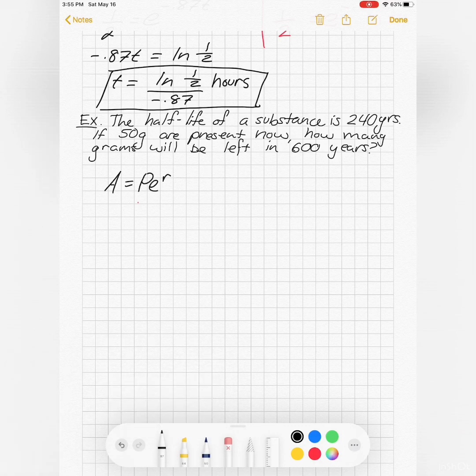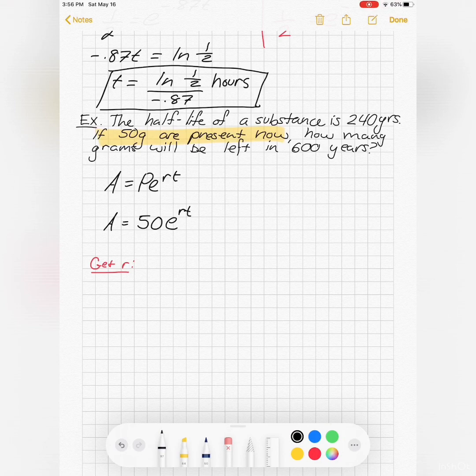So again, we start out with the PERT formula. Okay, we have 50 grams present now, so we're thinking of time starting now. So we're going to use 50 for our initial amount. And then again, the question is really, can I plug in the 600? But again, I don't know the rate yet. So before I can answer that question, as usual with this type of problem, I have to get the rate.